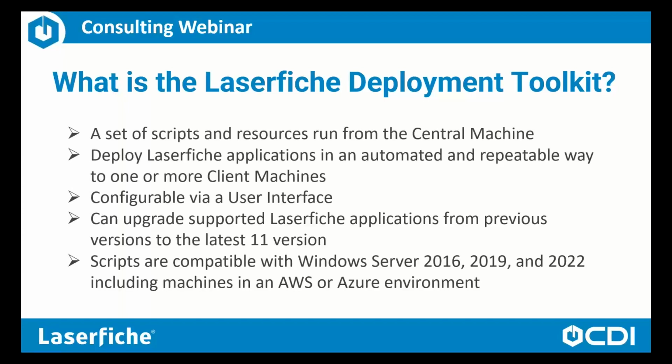The Laserfiche Deployment Toolkit is a set of scripts and resources run from the central machine. We will define these machine names on our next slide. The Deployment Toolkit is going to be used to deploy Laserfiche applications in an automated and repeatable way to one or more client machines. This will allow you to easily configure multiple environments that are going to be identical, so you can then have a test environment and a production environment.